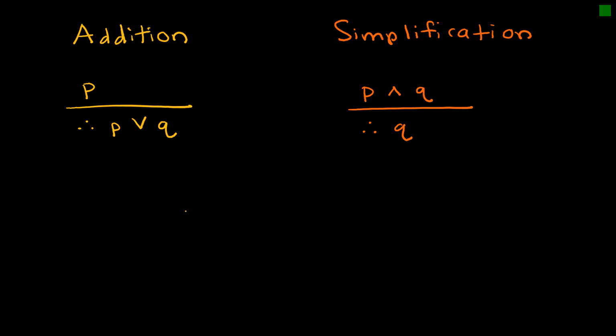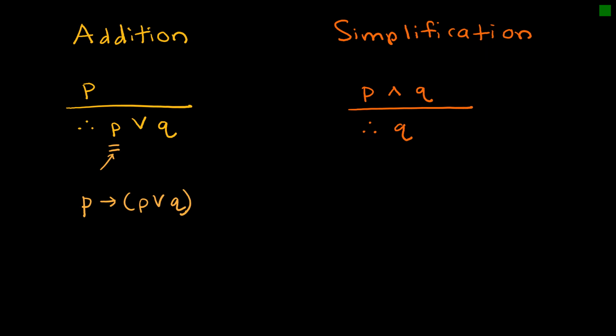So if they're telling me that P is definitely true, then it makes sense that I could say P or Q is true, because it doesn't really matter if Q is true. I already know that P is true. So that's what addition is all about. And again, the corresponding tautology is if P, then P or Q.